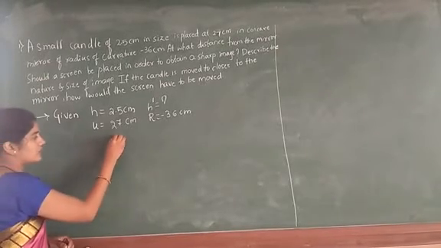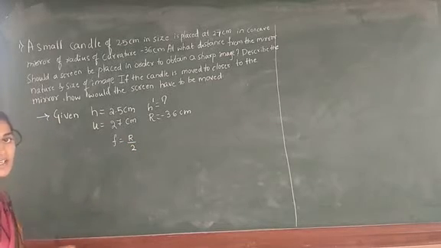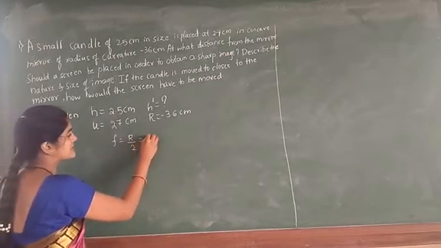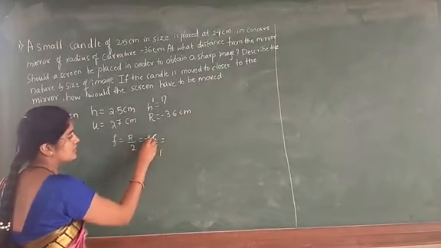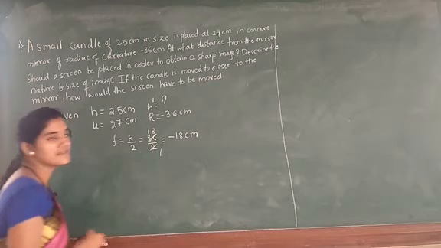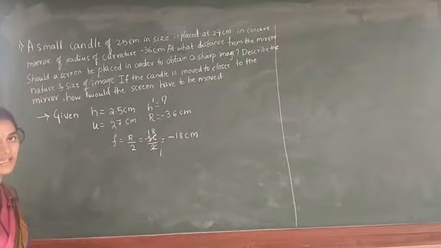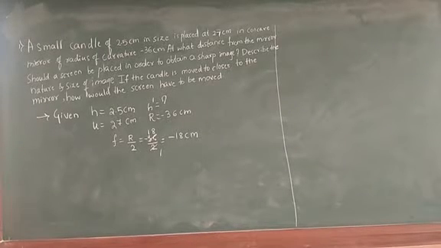Now from this we can calculate f. f is equal to r by 2. Put the value of r. r is minus 36 by 2. Cancel the term. Therefore, the value of f is minus 18 centimeter. That is the focal length. We are taking the formula f is equal to r by 2, and we get the answer minus 18 centimeter.